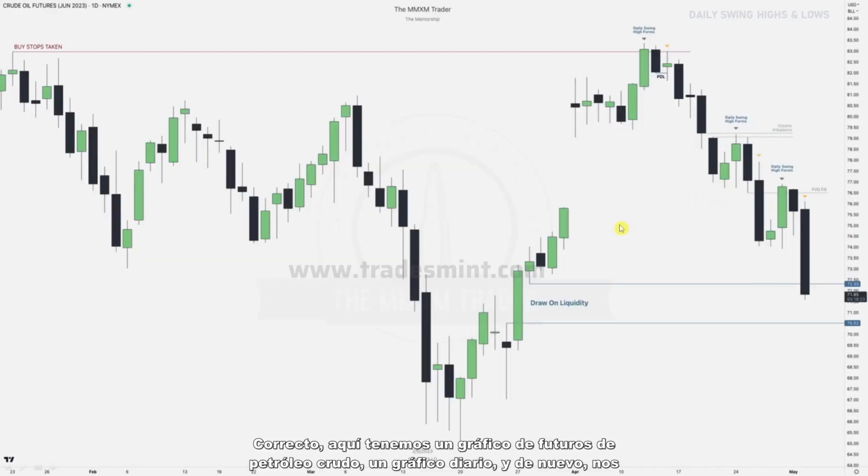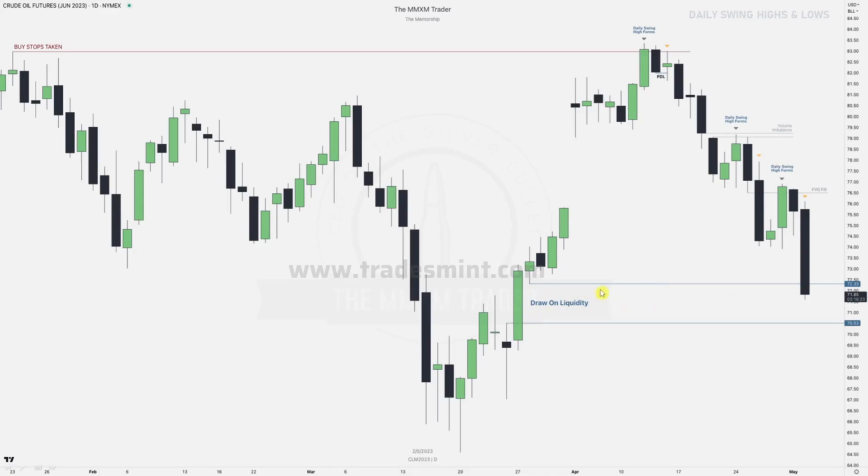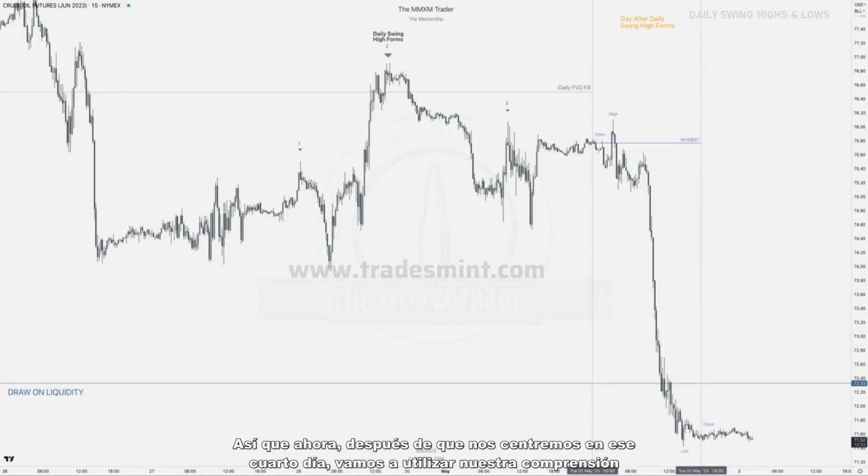Right, so over here we've got a crude oil futures chart, a daily chart, and again we're gonna focus on that 4th day, right, after that swing pattern has formed. So we can see a swing high form up here, right? We've got another swing high formed up here, and notice how this is formed in a volume imbalance, right? So we've got a premium array over here, and we've got another swing high formed over here, and we're focusing on that 4th day, right? And notice how that 4th day every time almost is a big candle, and it goes into our draw on liquidity.